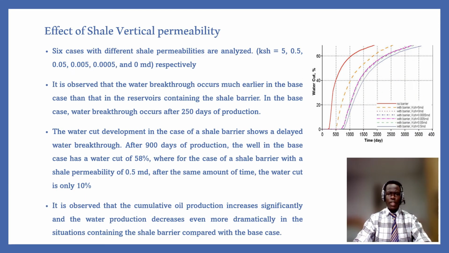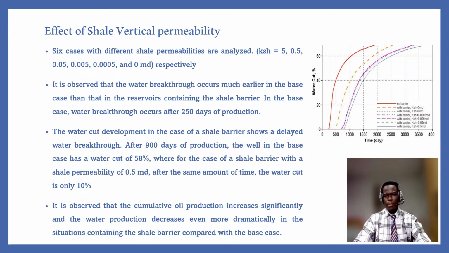In this case of effect of shale vertical permeability, 6 cases with a different shale permeability were analyzed, and we can see that the water breakthrough occurs much easier in the base case than in the reservoir which contains the shale barrier. And also in the base case, the water breakthrough occurred after 250 days of production. Also, the water cut development in the case of the shale barrier shows that the water breakthrough occurs after 900 days of production.